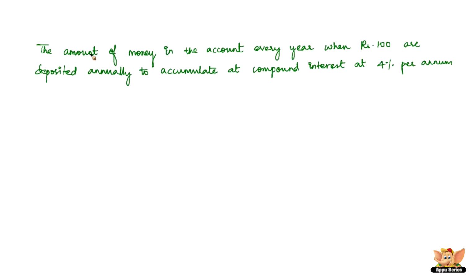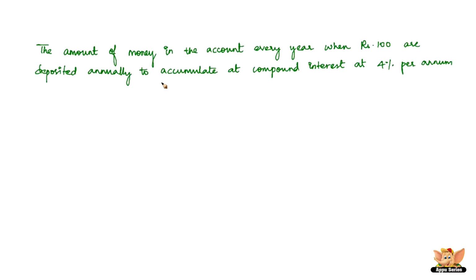We've got another situation here, which is like this: the amount of money in the account every year when rupees 100 are deposited annually to accumulate at compound interest at 4% per annum. I'm not sure if we've already done interest, principal and all those things. There are two kinds of interest, simple interest and compound interest. Here we're going to talk about compound interest. Let's not get into detail about the compound interest part, but just check if this is going to form an AP or not. Of course, it depends on the compound interest, but let's check it out on the surface.